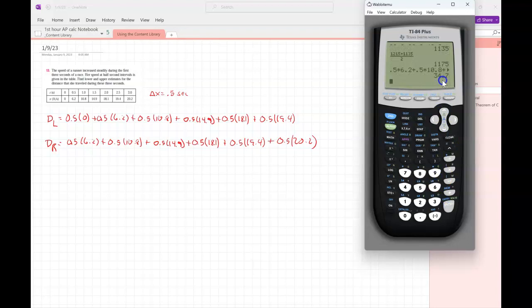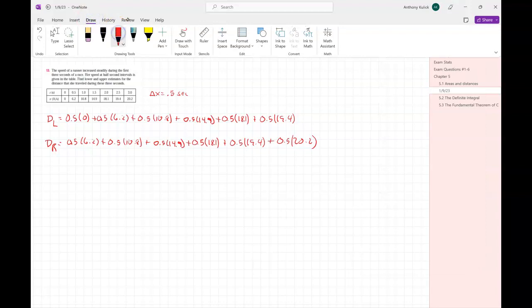So there's my underestimate. And my overestimate is going to be the exact same thing because I didn't even bother typing this one in, right? Just plus my last one. And there's my over. So we're between 34.7 and 44.8 feet.